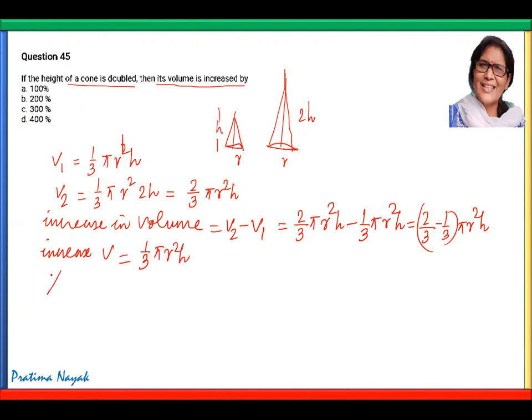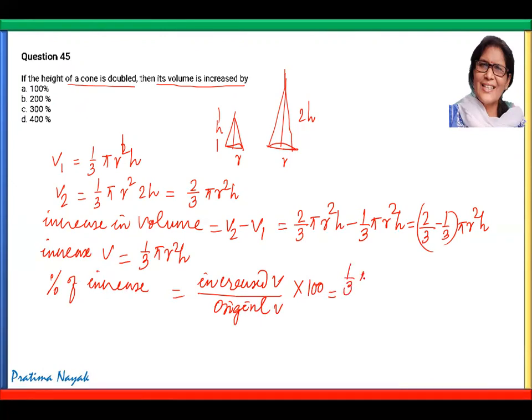And what will be the percentage of increase? Percent of increase, you know, is amount of increase upon original volume into 100. So 1 by 3 pi r square h upon 1 by 3 pi r square h whole into 100. So what is the answer? Answer is 100% because these two will be cancelled. So A is answer.